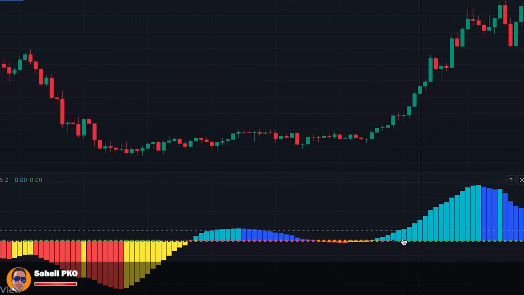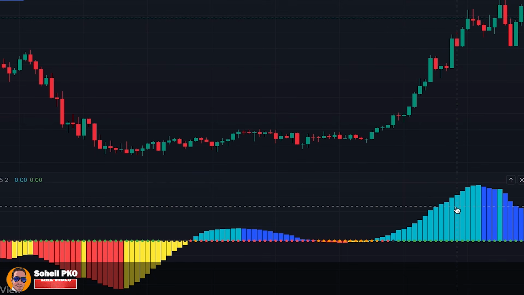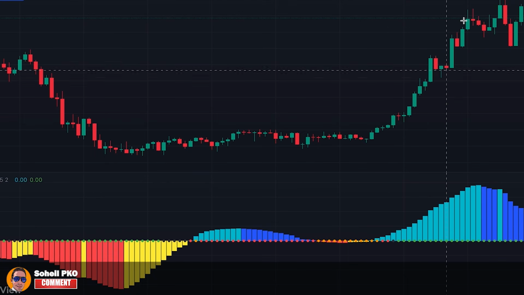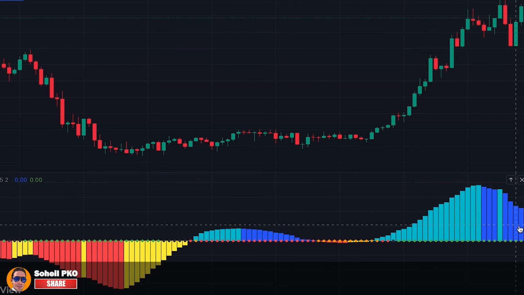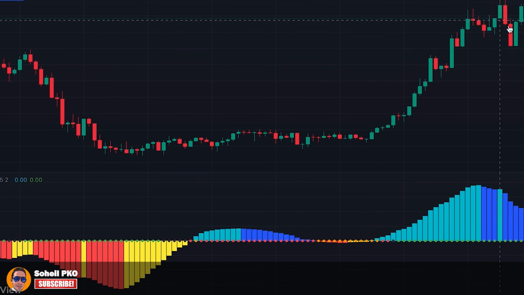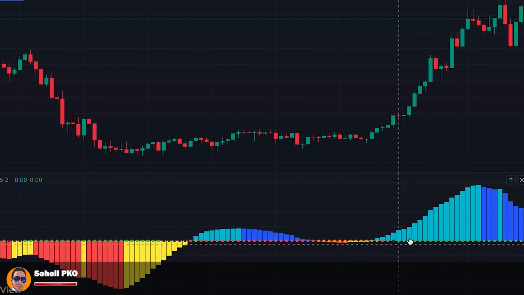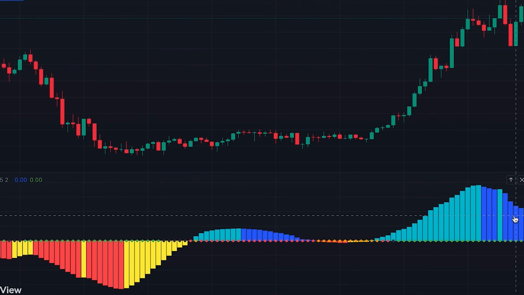When the histogram is in light blue color, it shows the upside momentum is increasing, and when it becomes dark blue, it shows that the upside momentum is decreasing. But as long as it's above zero, the upside momentum is considered to be higher than the downside momentum.